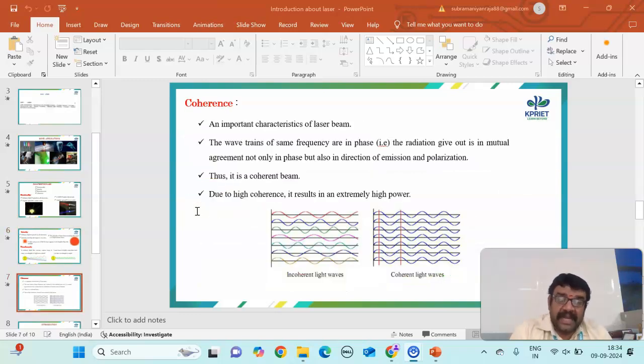Coherence is one more important property of laser characteristics. The wave trains are of the same frequency and in phase with each other. That means the radiation is in mutual agreement, not only in phase but also in direction of emission and polarization. So it is a coherent beam. Due to the high coherence, it results in extremely high power, so the high power of the laser is contributed by its coherent property. This is evident in the diagram. The first figure shows incoherent light waves, where the phases are different, whereas the second figure shows coherent light waves, where all the waves are in phase with each other.